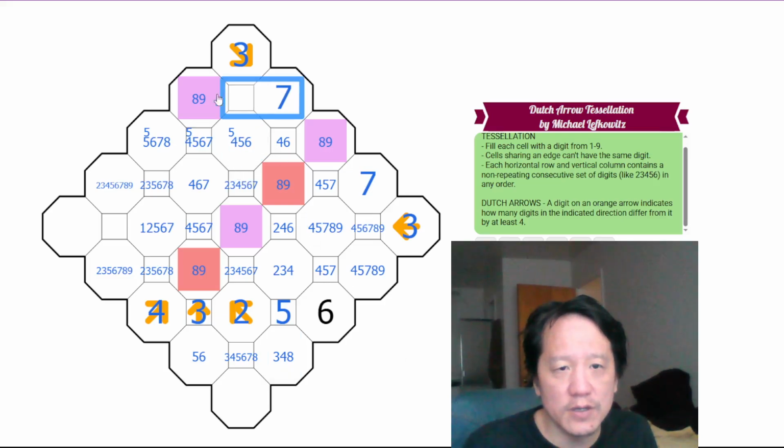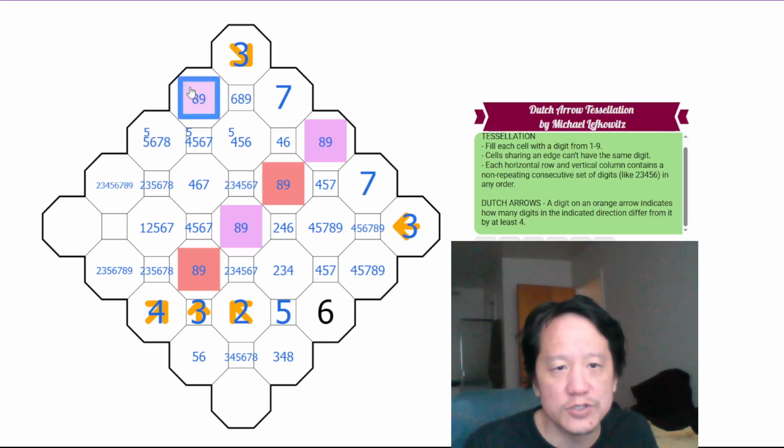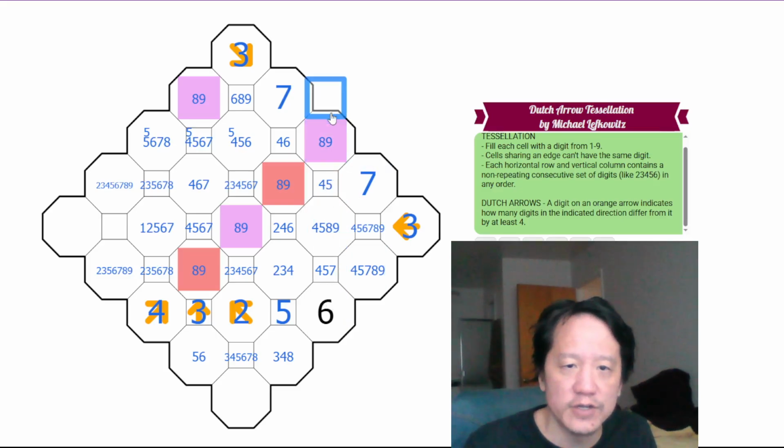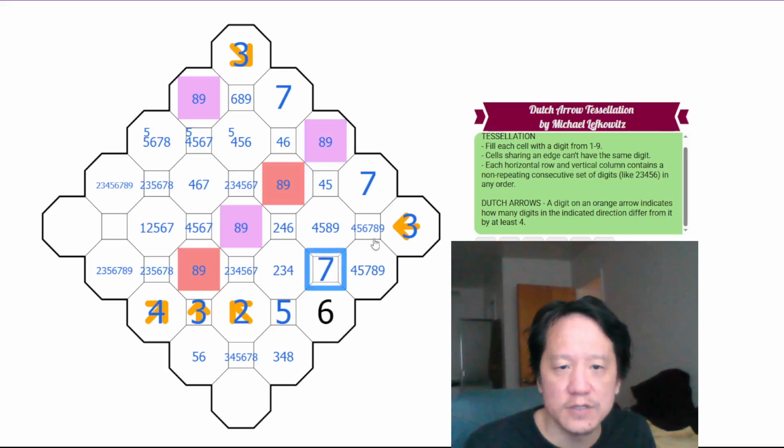7 can't be here. This is 6, 8, or 9. We don't know which. This is pink. This is red. There's no other cells that see it. 7 eliminates 7 here and here. We need a 7 in one of these cells to be a Renban, so this must be 7.